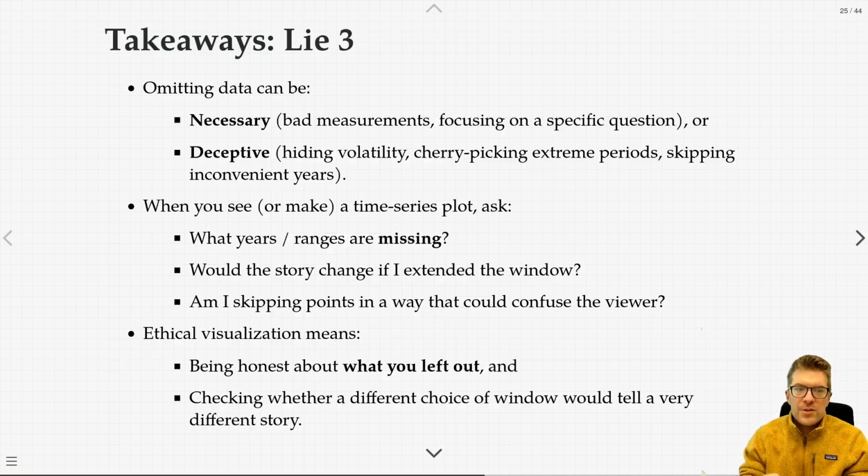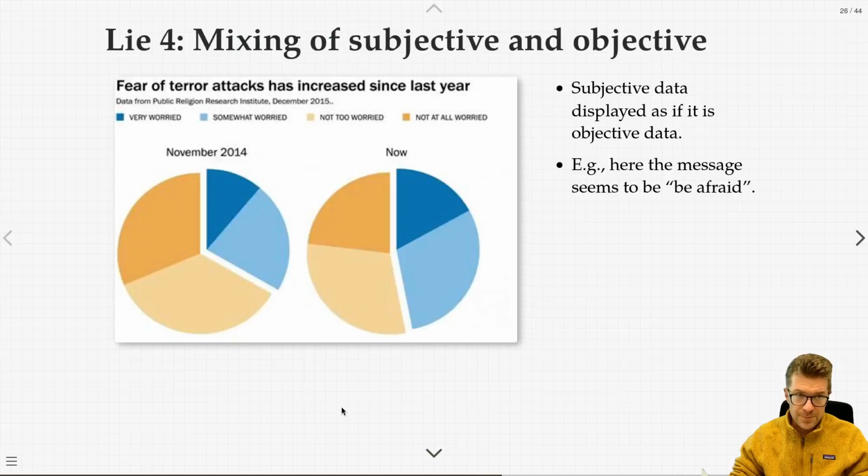So when you see and when you make time series plots, think about what might be missing. I say years, but what ranges might be missing. Think about how the story might change if you zoom in or out, if you extend or limit the window. Are you skipping points that might confuse the viewer in terms of too much noise, or might oversimplify things for the viewer in terms of too few data points? And think about the ethical perspective: being honest about what is left out, being totally transparent, checking whether a different choice of window might tell a different story. Do the experiments, like we mentioned in module 25, and see how things change.